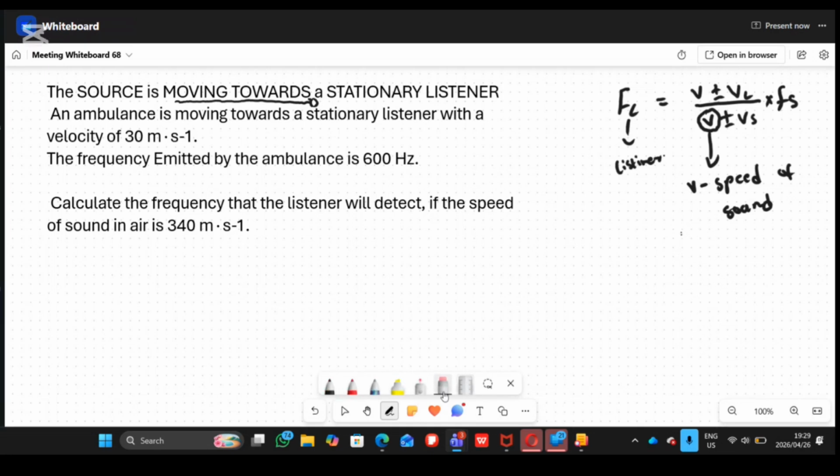Then VL is just the velocity of the listener. VL, this is the velocity of the listener. And then VS is the velocity of the sound source. And then Fs is the frequency of the sound source again, right?